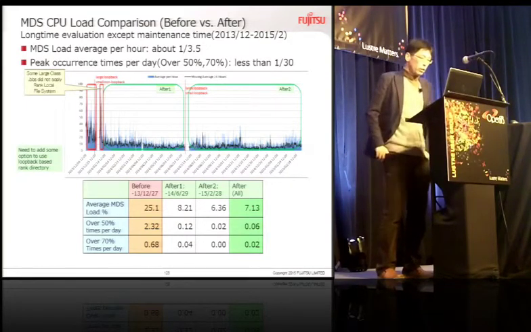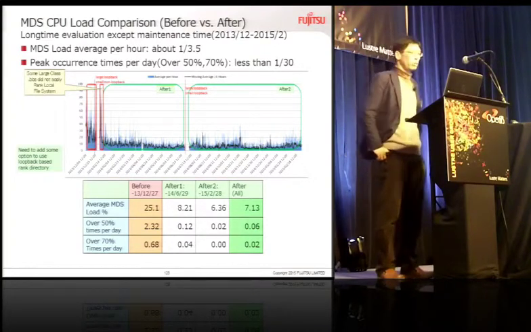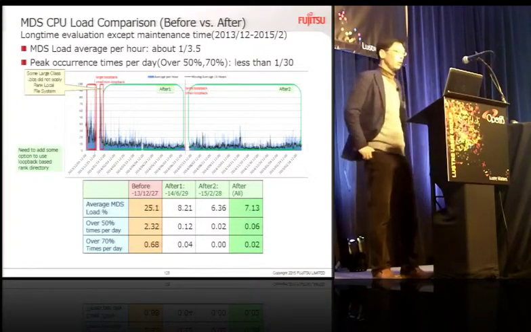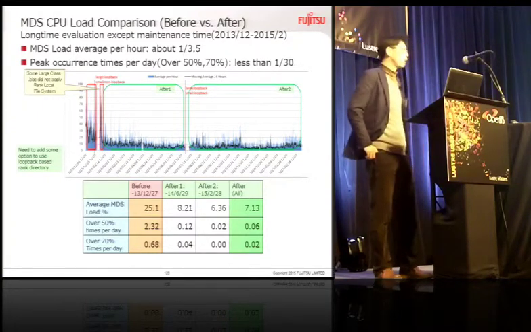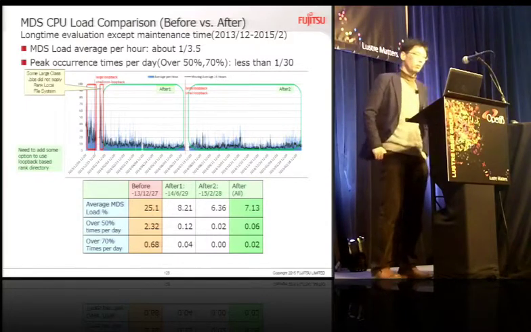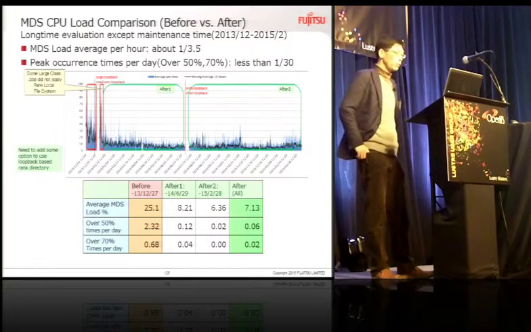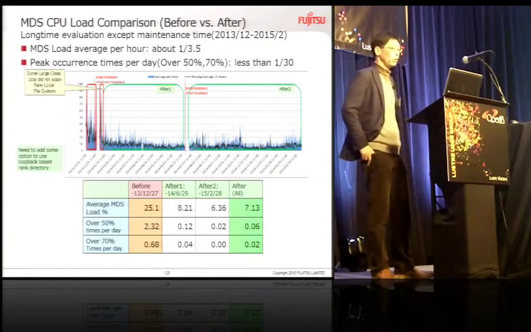And here it shows that before, the average MDS load was around 25%. After one, it decreased to 8%, and after two, it was reduced to 6%. And also, we have shorter peak occurrence times per day, over 50% and 70%.